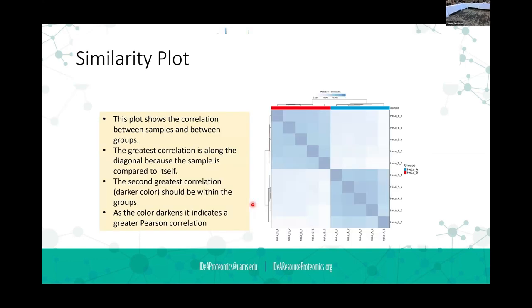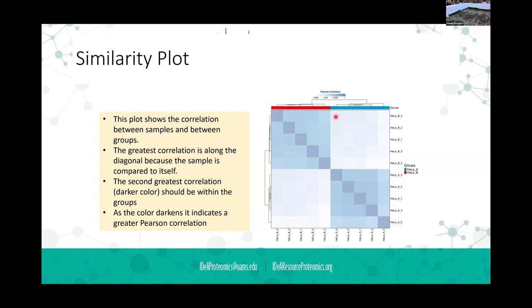The other thing that we look at is called a similarity plot. And this plot just shows the correlation between the samples. So each one of these columns down is a sample, and it's the same sample here. So you see this big diagonal here. That's because you're essentially comparing the sample to itself, so you're going to get the most correlation there, and less the farther off axis that you get.